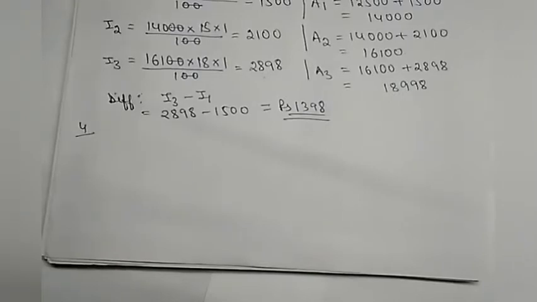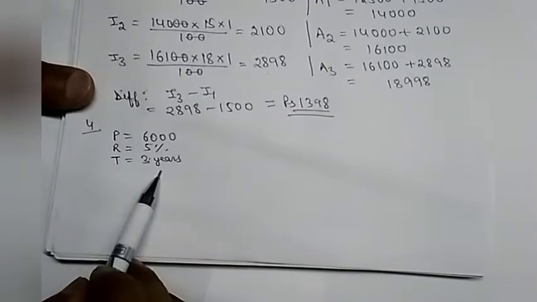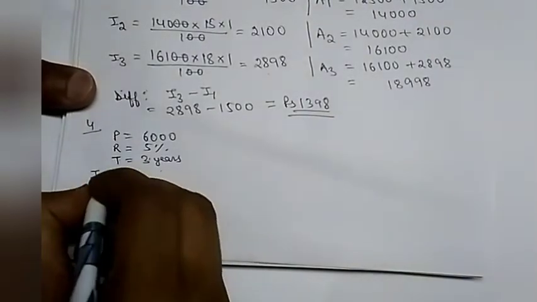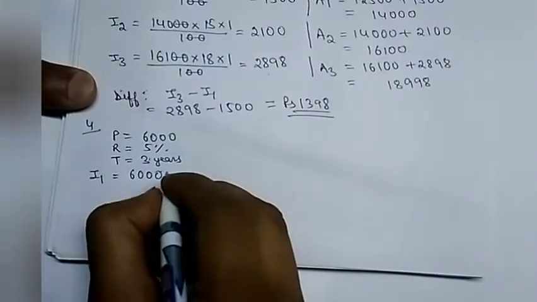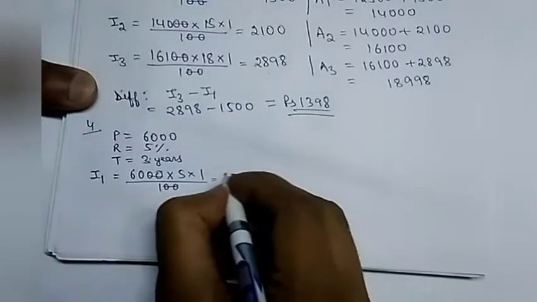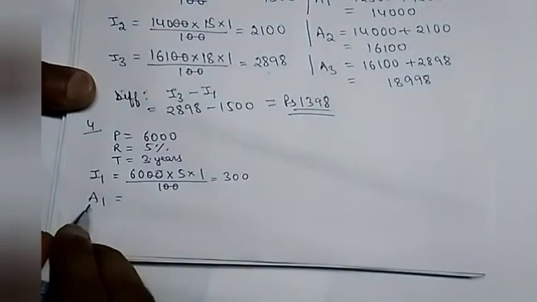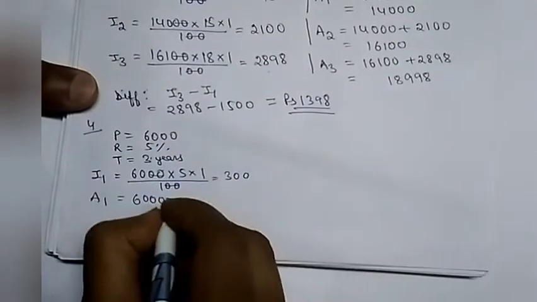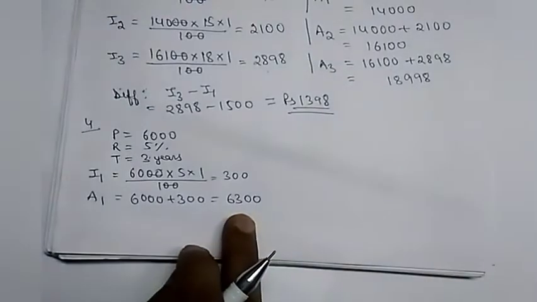Okay, so let us start. So the principal is 6,000, rate is 5% and time is 3 years. Okay, so interest for the first year will be equal to 6,000 into 5 into 1 by 100, that is 300. So amount at the end of first year will be equal to 6,000 plus 300 equal to 6,300. This will become the principal.